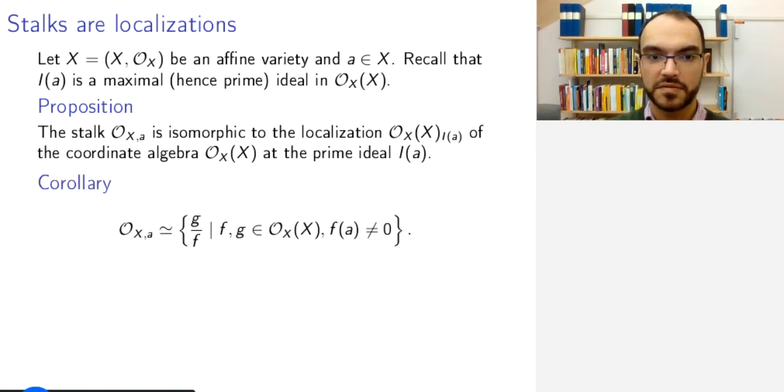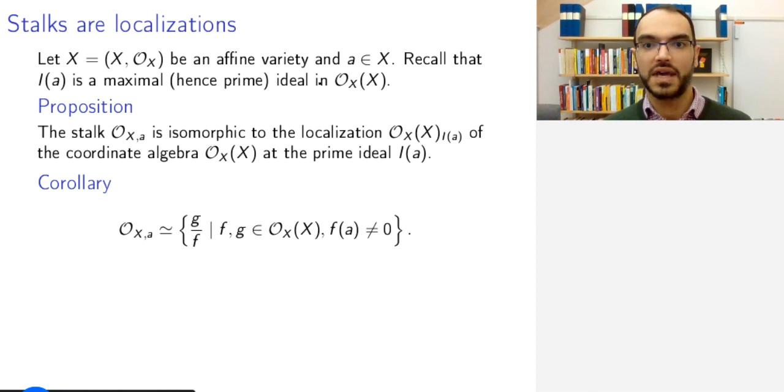As a corollary of this, we get a precise description of this stalk. Namely, it is the set of all quotients where f and g belong to the coordinate ring of X and f does not vanish at A. This was what I was hinting at when we considered the example of the line at the point 0. Now we have a precise description of this.